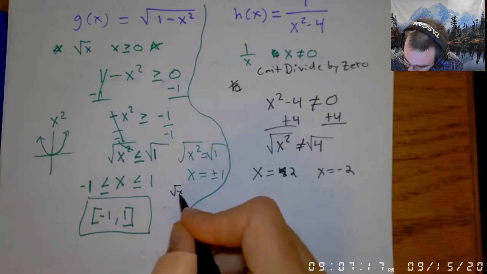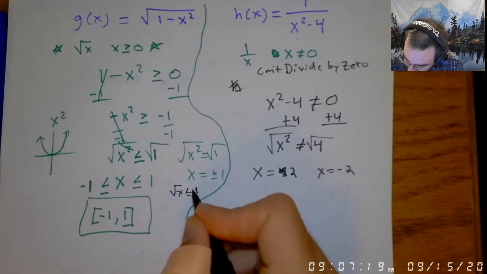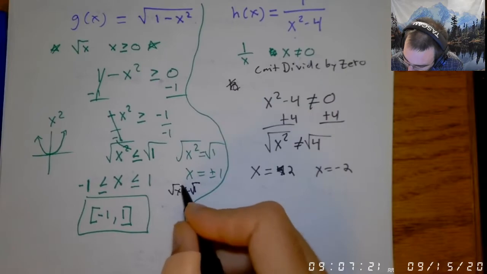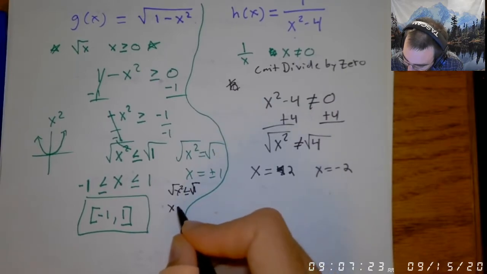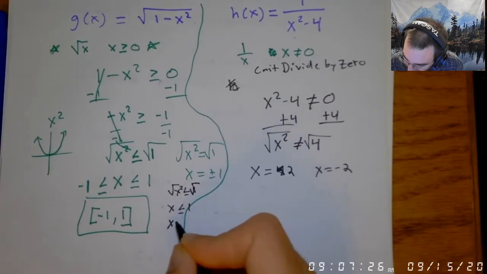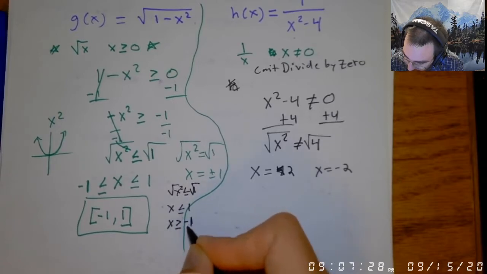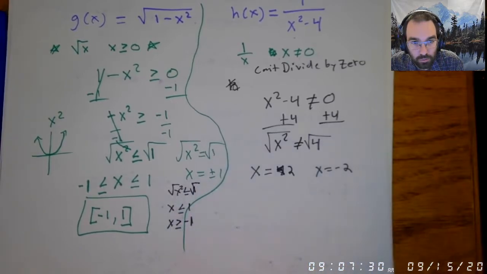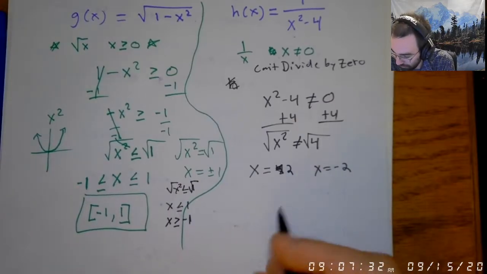The square root of x squared is less than 1, and then go like that. So when you have that, you really are having x is less than or equal to 1, or x is greater than or equal to negative 1. Again, the negative switching the equal sign, the values there.